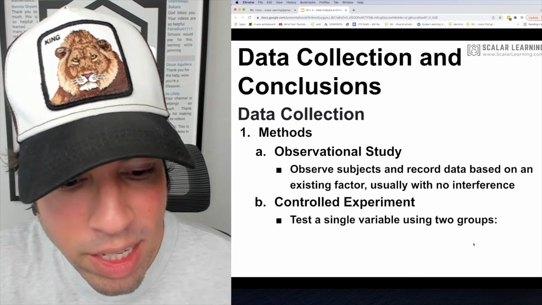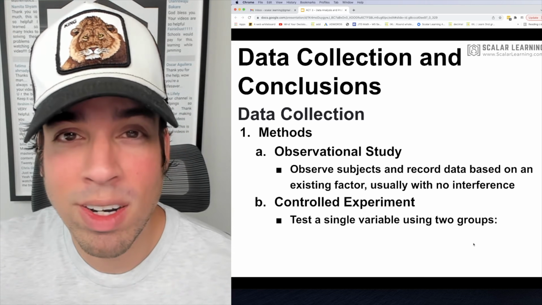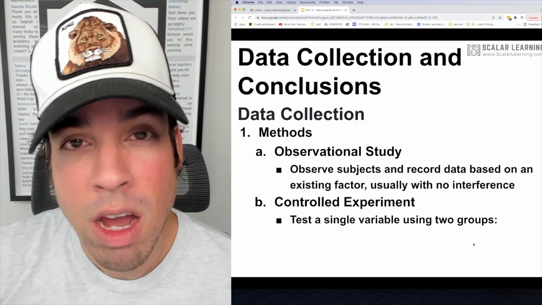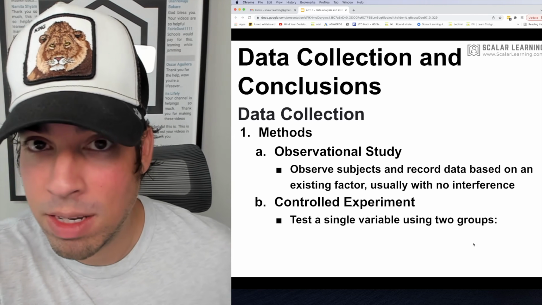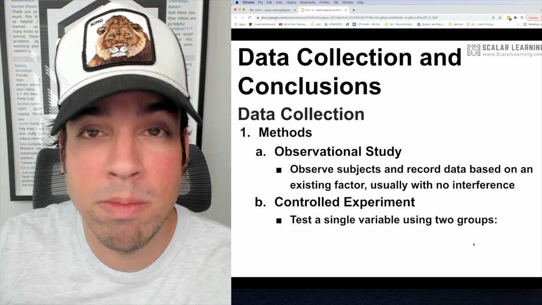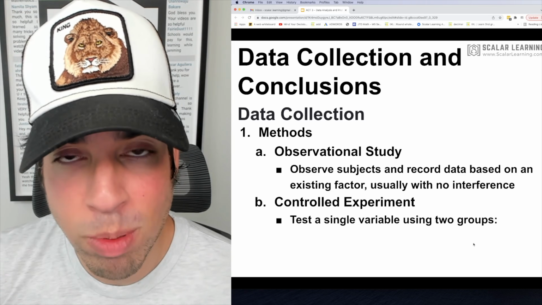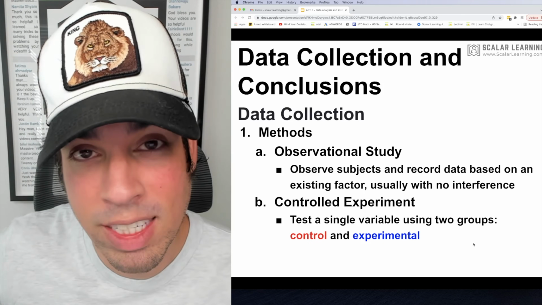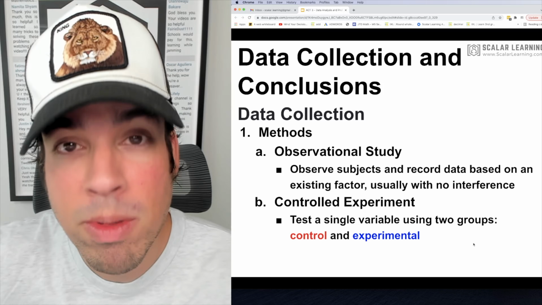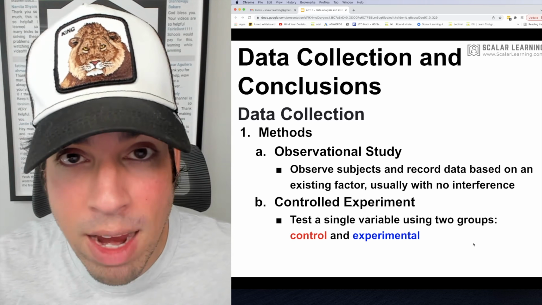A controlled experiment is where you test a single variable using 2 groups. For example, you want to test the effectiveness of a particular suntan lotion. One group, you might give them nothing, and the other group, you give them the suntan lotion, and you see how their skin reacts to sunlight exposure. In that example, you have a control and an experimental group. The experimental group is where you're giving them the new factor, that suntan lotion, and the control group is where you're leaving everything as is.